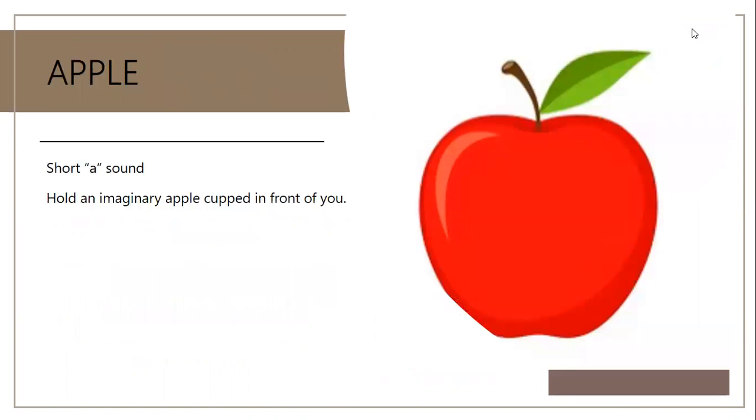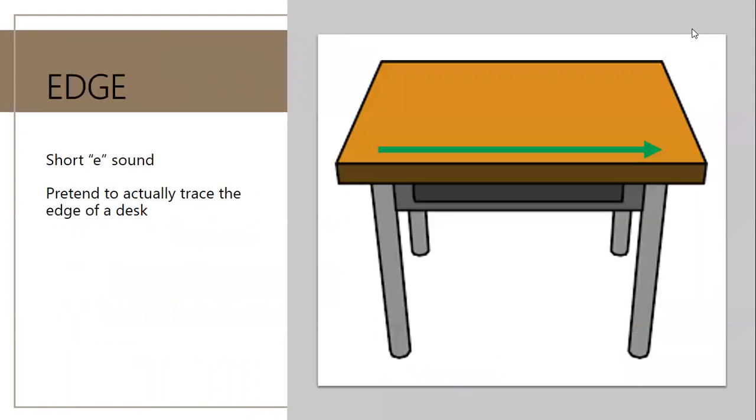So the first one is apple, so the short A sound, and so you would have your students cup an imaginary apple in front of them, so not just the motion but also the sound, like ah. And next you would have edge, and so you would have them run their hand over the edge of an imaginary desk or an imaginary folded piece of paper in front of them, so edge.